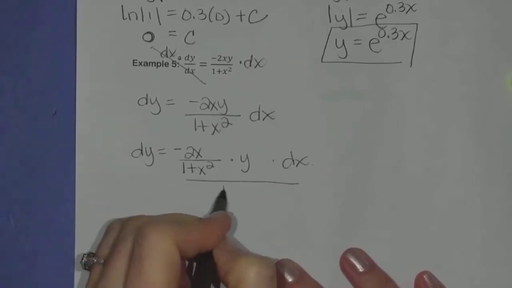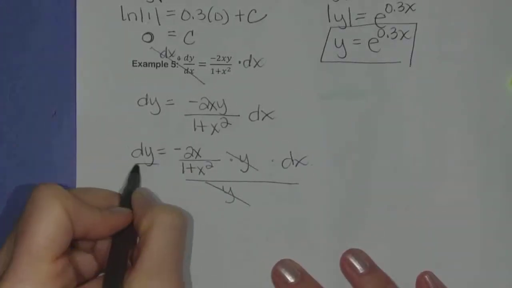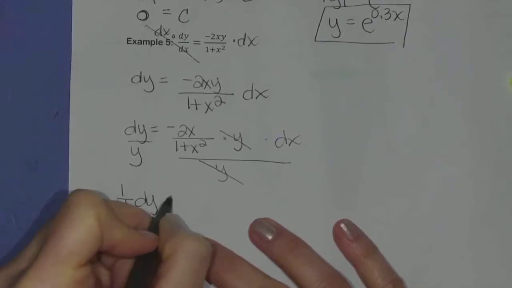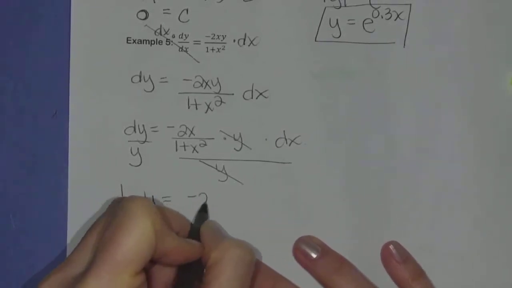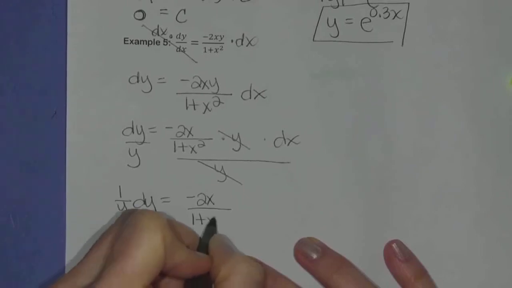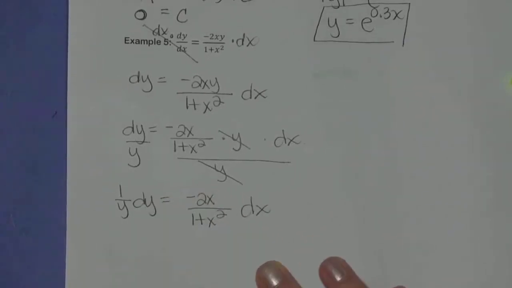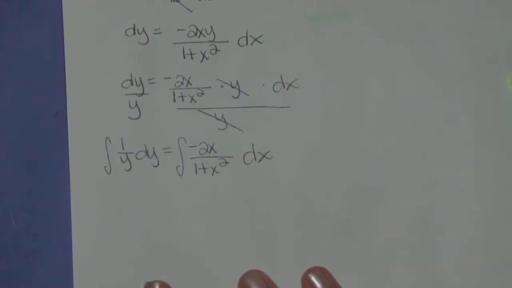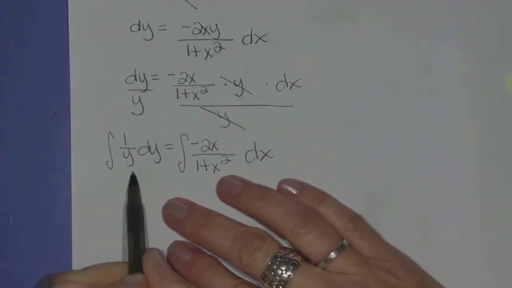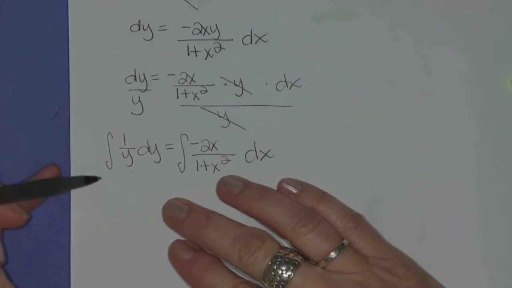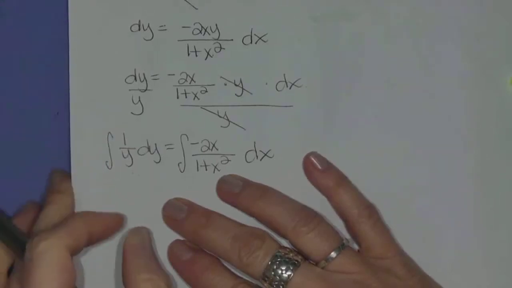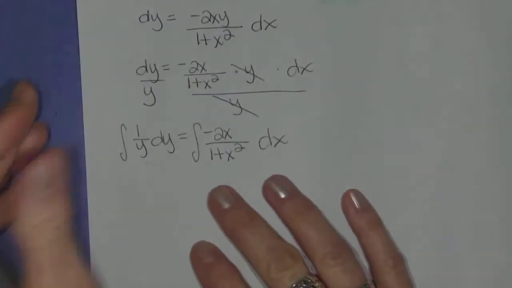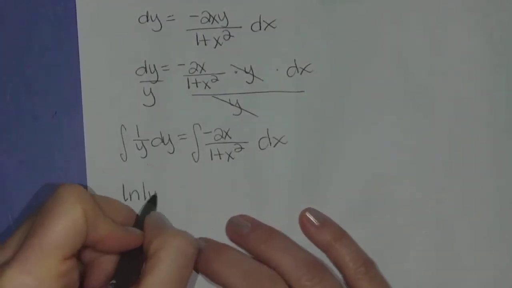Now I can divide by y to cancel those and divide by y over here. So 1 over y dy equals negative 2x divided by 1 plus x squared dx. I'm going to integrate both sides. Now, we just showed in an earlier example that the antiderivative of 1 over y with respect to y, remember up here, is the natural log of the absolute value of y. So I'll put that in.